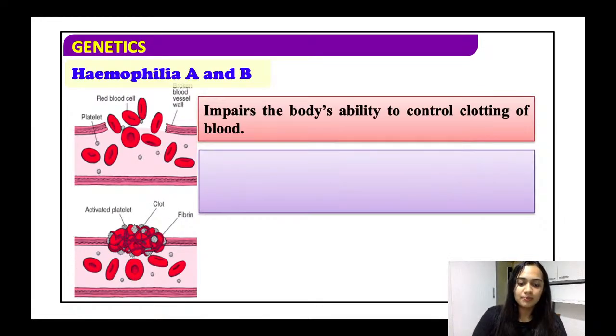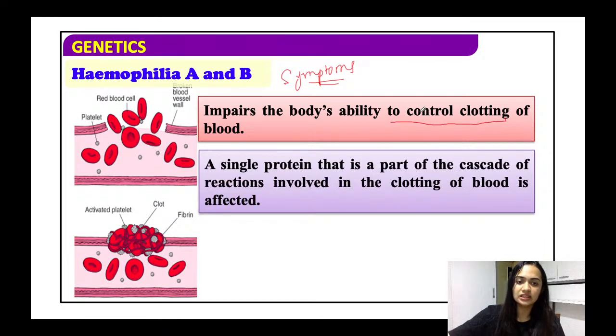Now this slide represents the symptoms. All right, so what happens if someone has hemophilia? It impairs the body's ability to control clotting. Clotting cannot be controlled. A single protein that is a part of the cascade, that means the series of reactions involved in the clotting of blood, is affected.